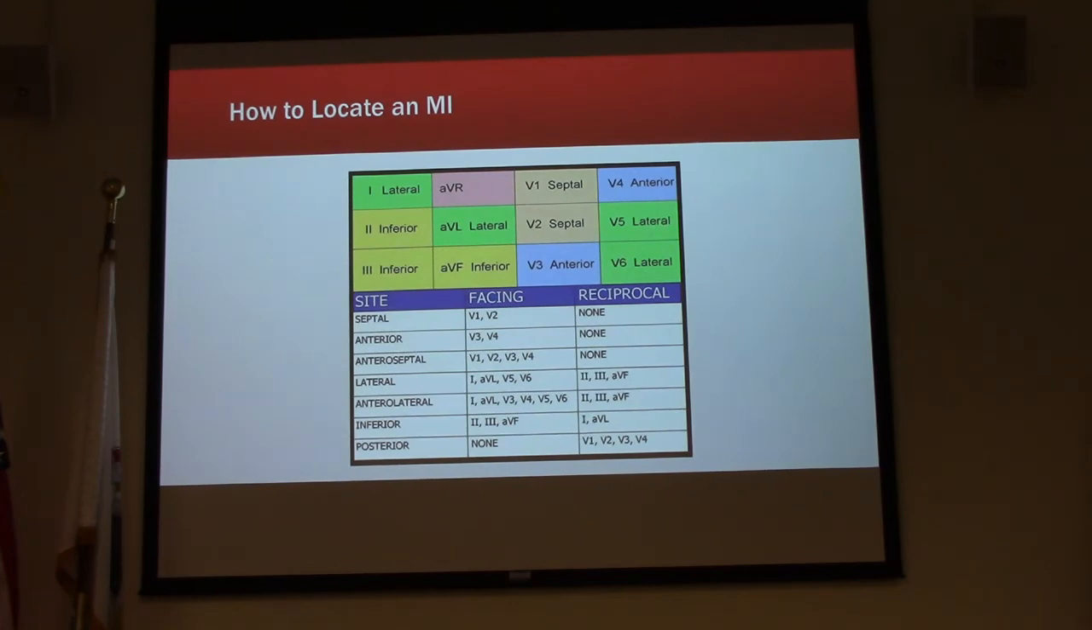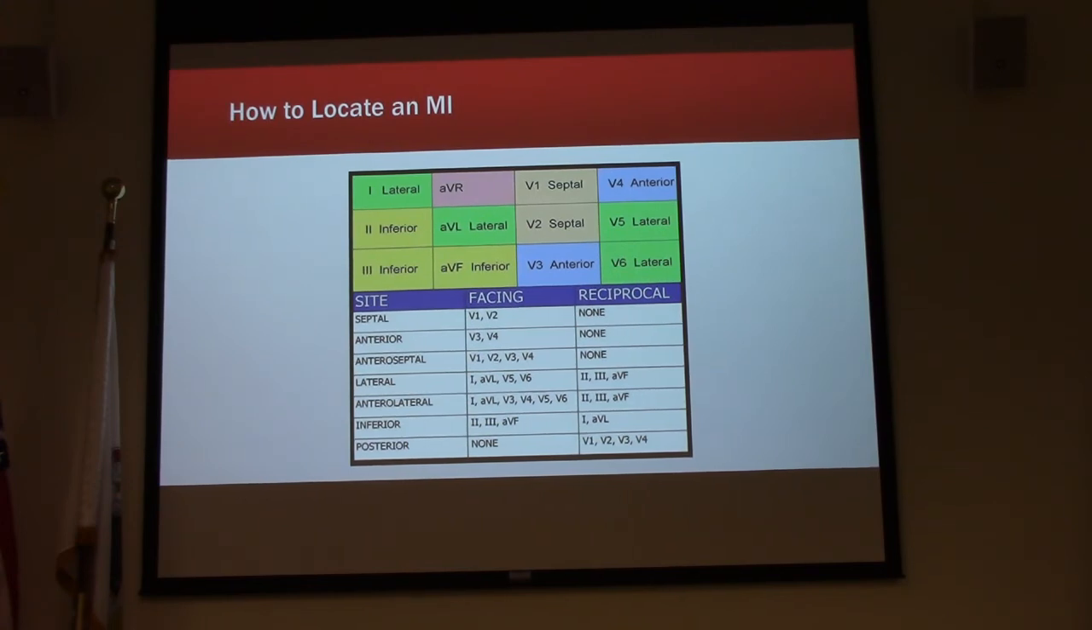I'm sure this isn't the first time you've seen this, but we take a look at all the different leads and what walls of the heart they look at. We know that leads 2, 3, and AVF look at the inferior wall. Leads 1, AVL, V5, and V6 look at the lateral side. V1 and V2, septal. V3 and V4 is our anterior side. So we can have an idea where that heart attack is.